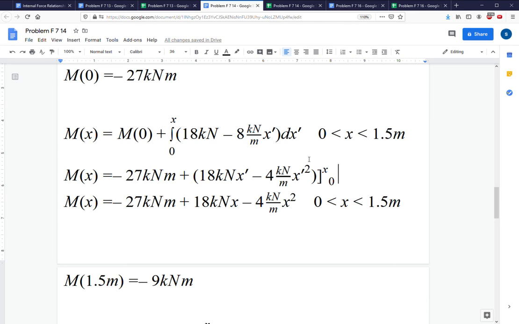But anyway, we plug in x for here, so this is negative 27 kilonewton meters plus 18 kilonewtons x minus 0, because that's 0, minus 4 kilonewtons per meter x squared plus 0, because again this is 0. So this is the moment function for the first half of the beam.